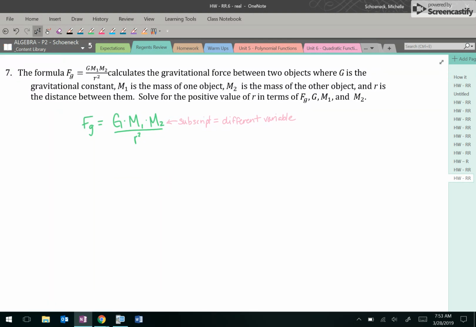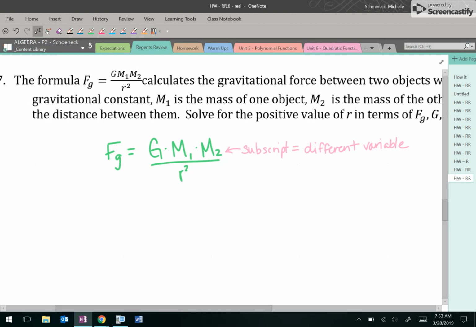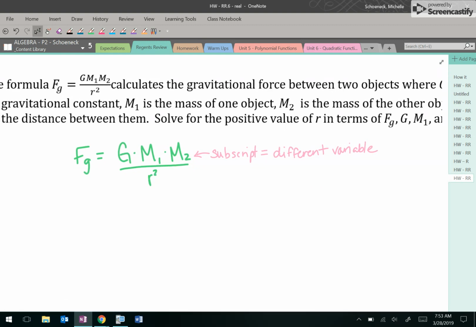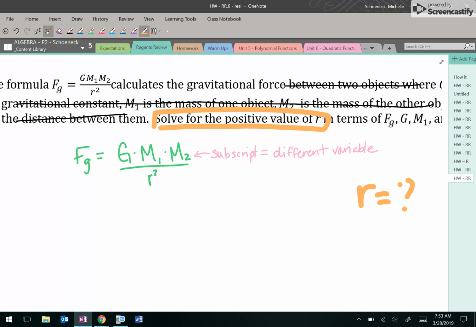Number 7, the formula F sub g equals G times m1 times m2 over r squared calculates the gravitational force. Everything in between here just tells you what those variables represent. We don't really need that. What we need is to know to solve for the positive value of r. So we're looking for r equals something.